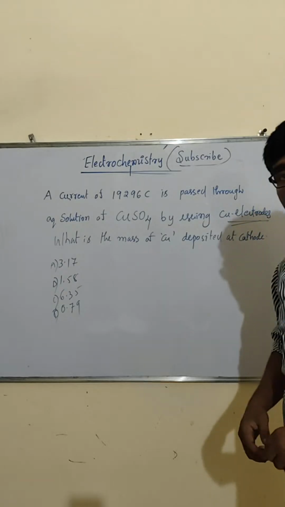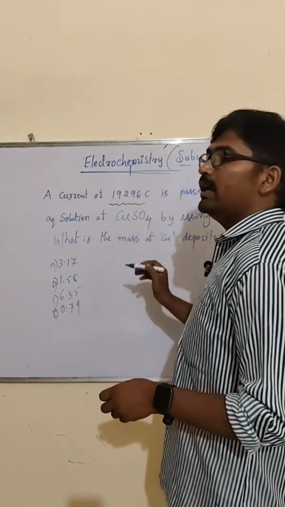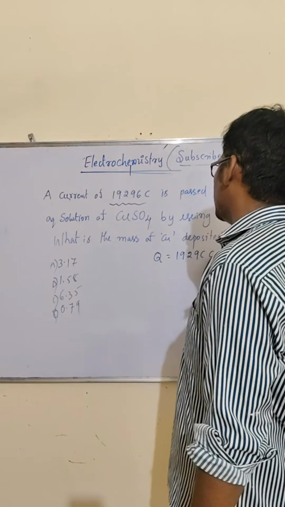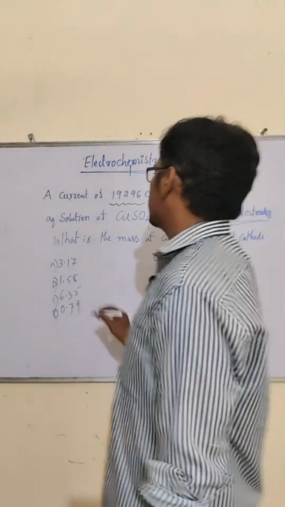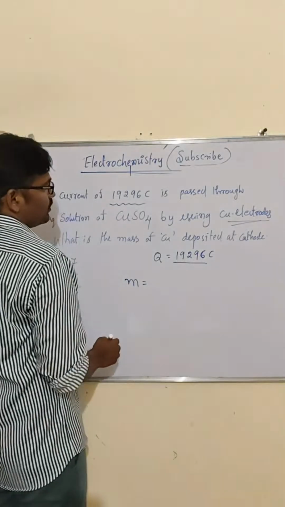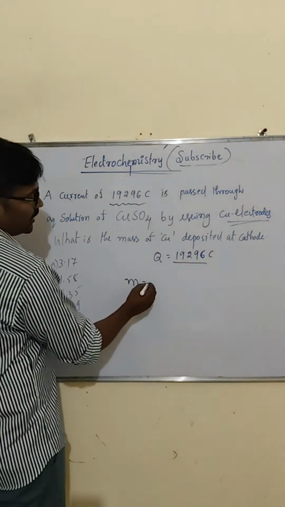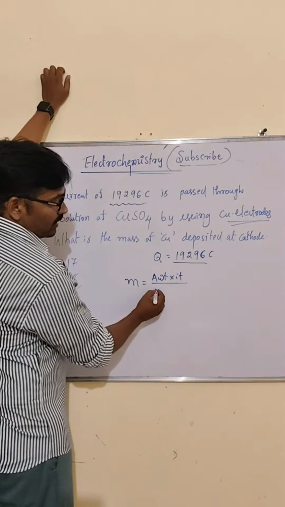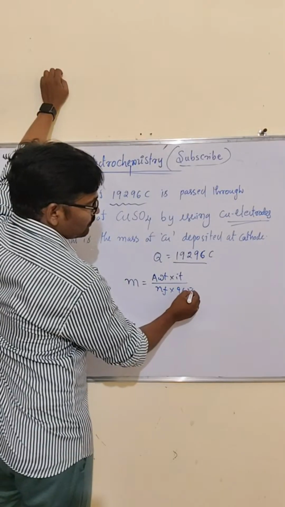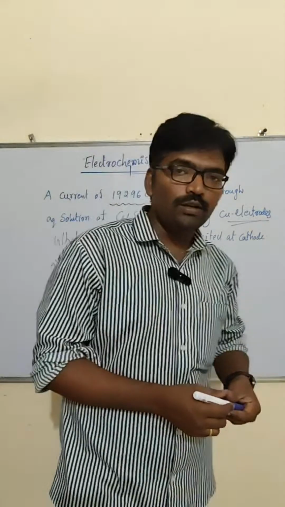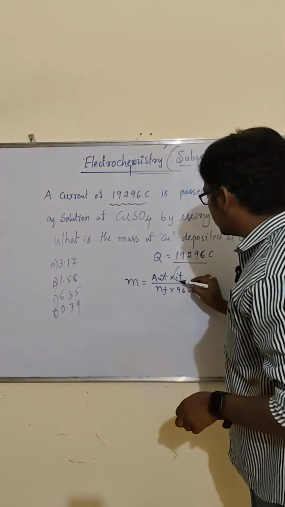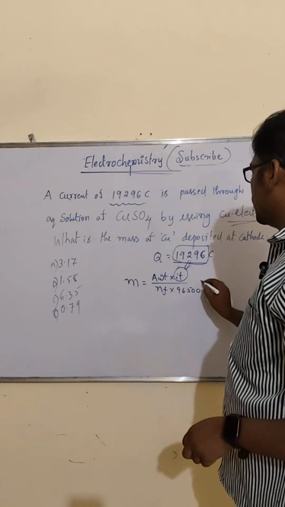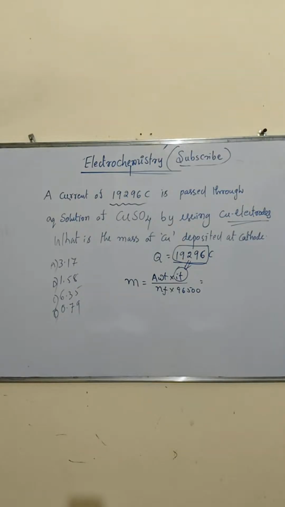Here you may have a doubt: time is not given, but the quantity Q is given directly. Q is equal to 19296 coulombs. So what is required? Mass is required. Mass is equal to Z into atomic weight into I into T divided by n factor into 96,500 coulombs. So in the place of IT, you have to substitute this value and you will get the answer. So answer and tell me in the comment box.